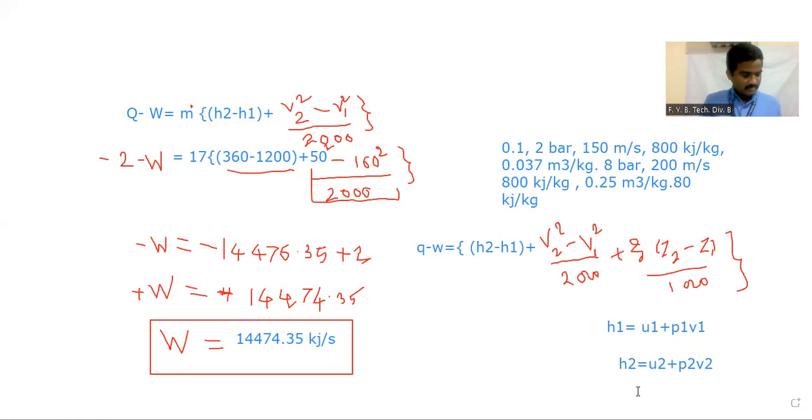H1 is 807.4 kilojoule per kg. And H2? 1000. Correct. Now substitute in the SFEE on mass basis.